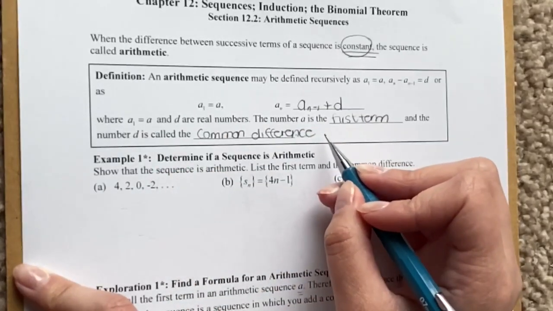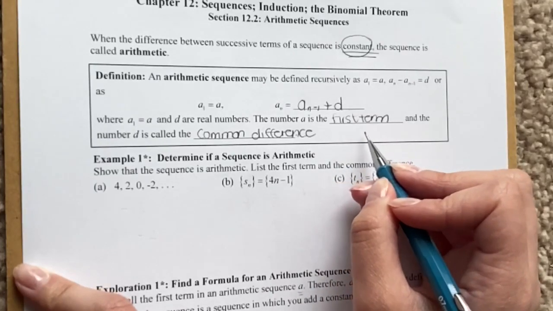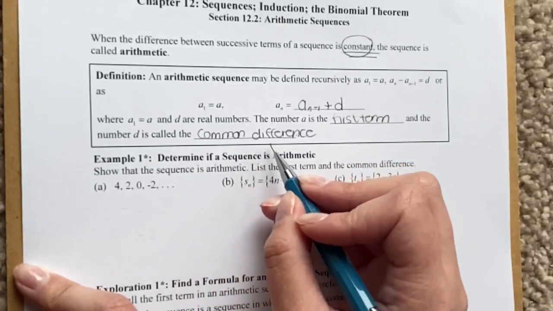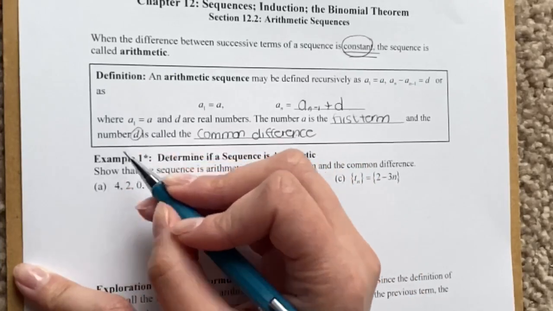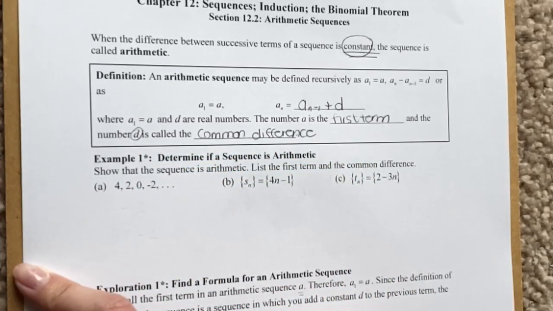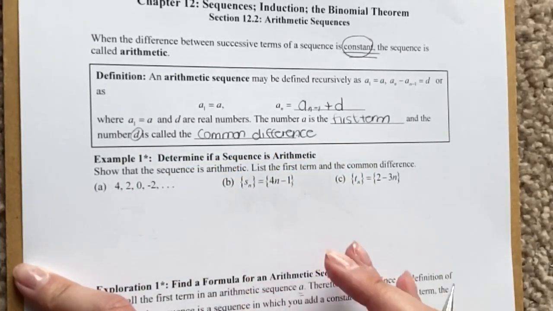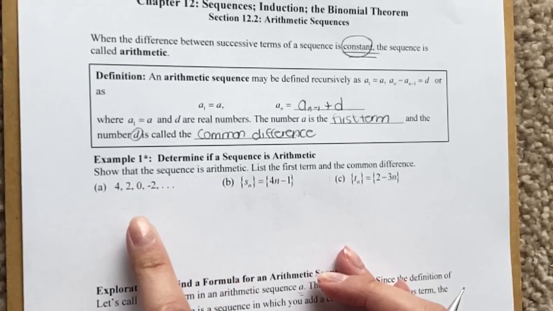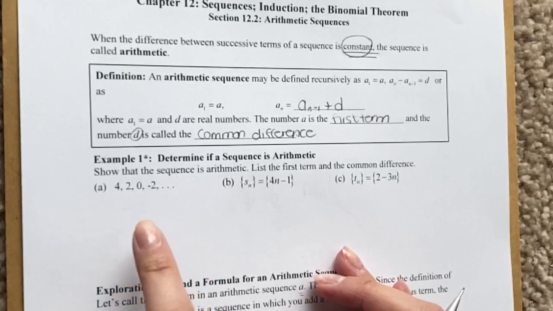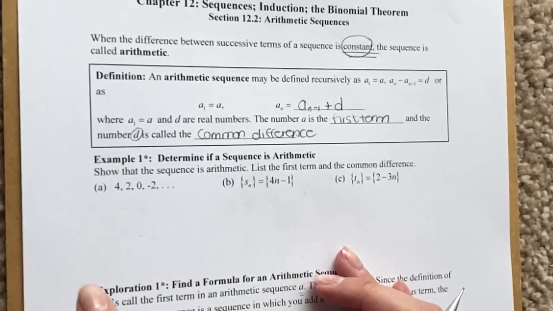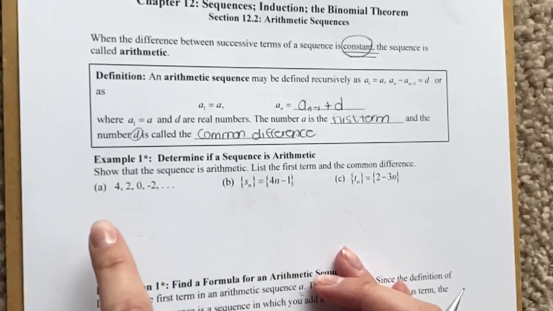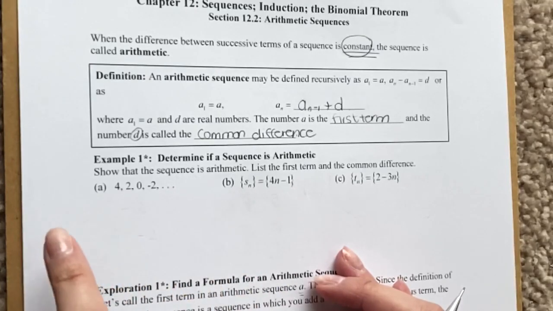The number a is what we call the first term, and the number d is what we call the common difference, and this is going to be super important for our arithmetic sequence. Okay, so the first example, you need to show that this sequence is arithmetic. List the first term and the common difference. How in the world are you going to show that a sequence is arithmetic? Because they have a common difference.